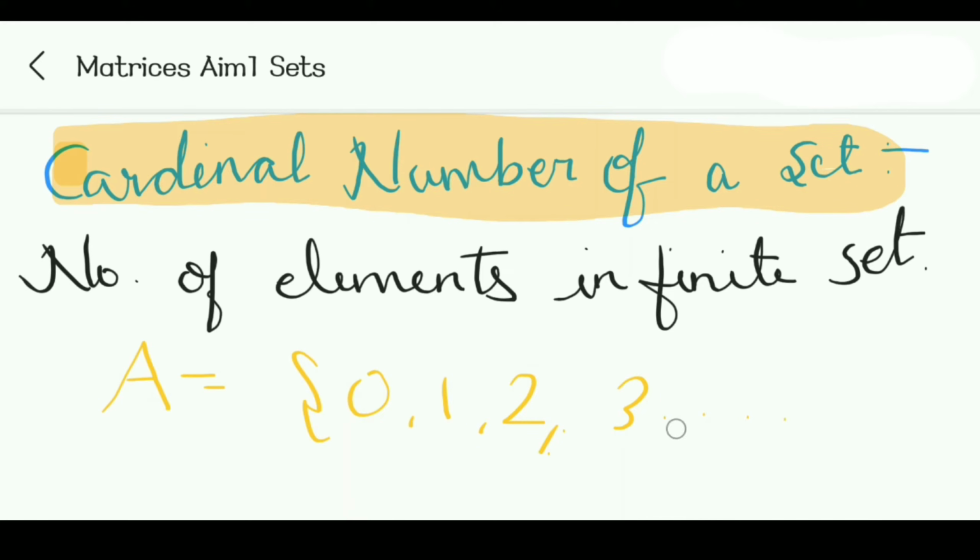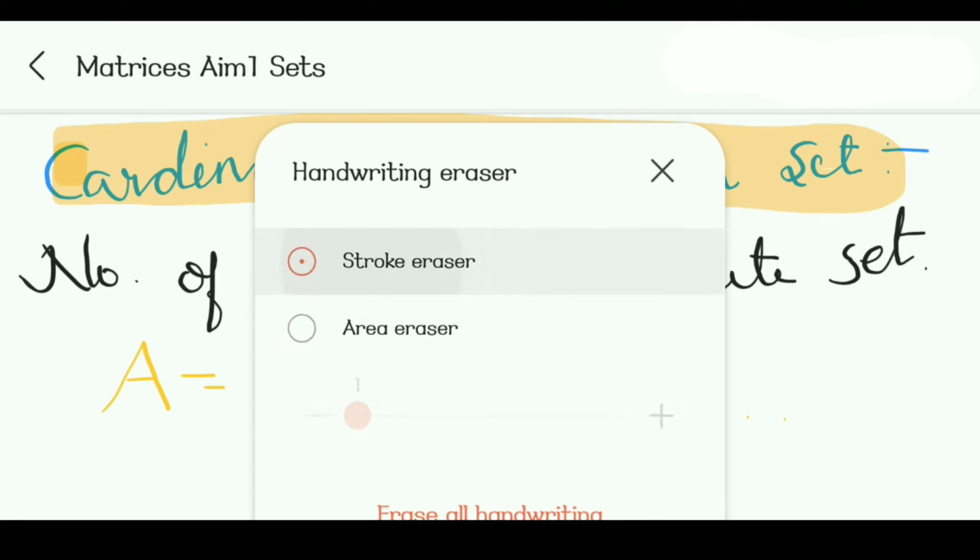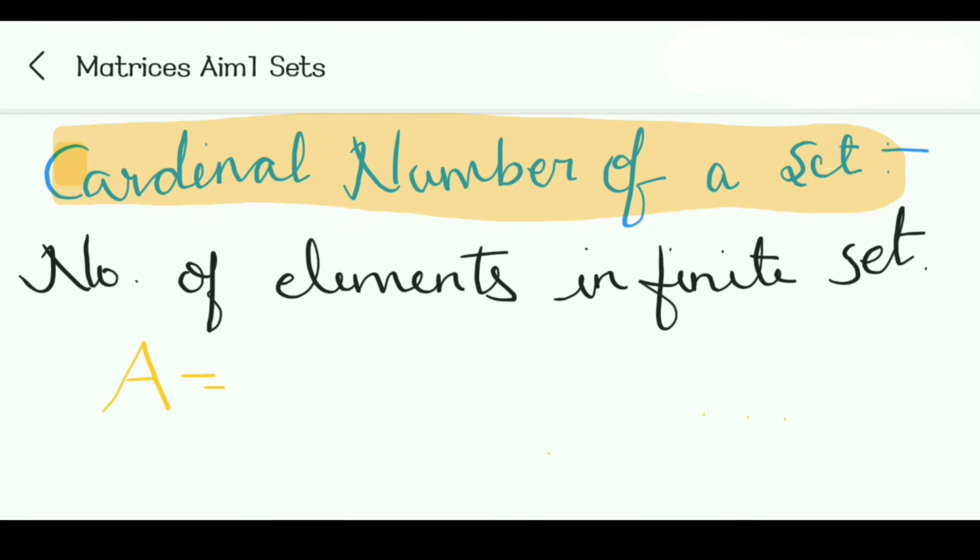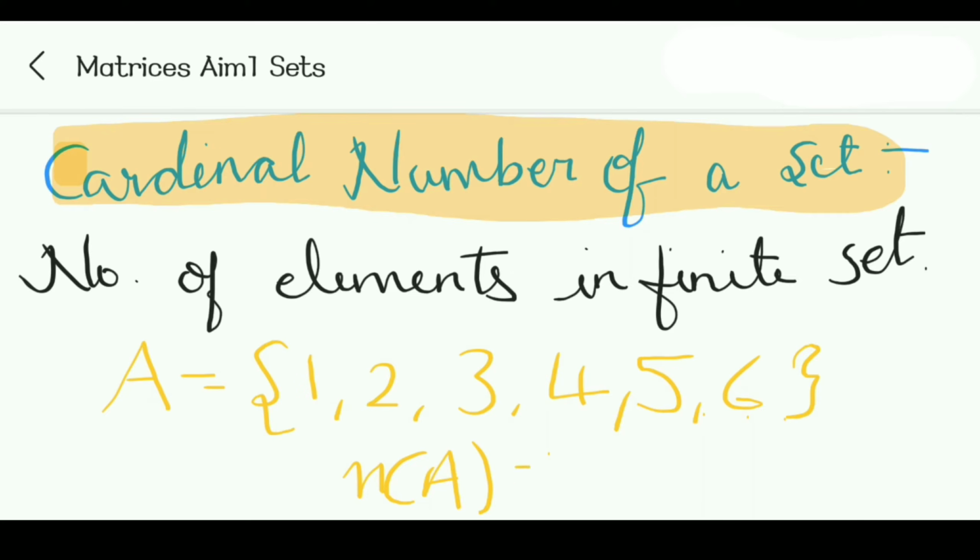That condition will not be satisfied by the cardinal number of a set. So how should it actually be? Flower brackets will be opened, and 1, 2, 3, 4, 5, 6, and it should be closed again. So there is no ellipsis there. Okay, this is nothing but the cardinal number of a set. But before that, how many elements are there is also very important in the cardinal number of a set. So it will be n of A is equal to 6, because there are 6 numbers in this.